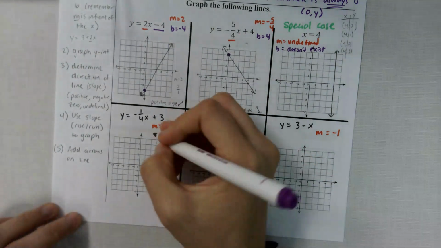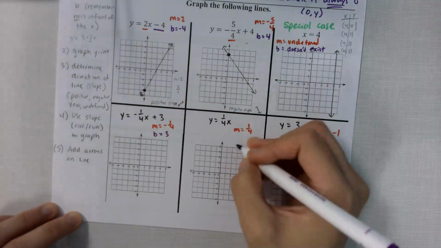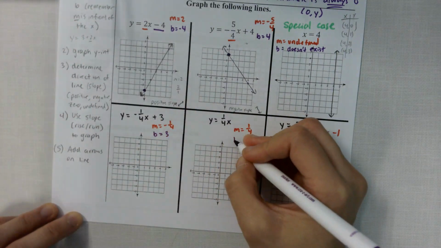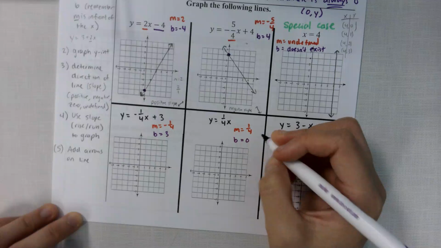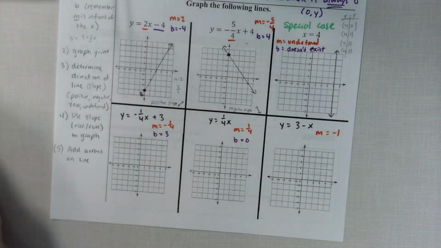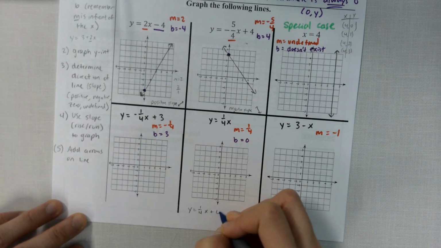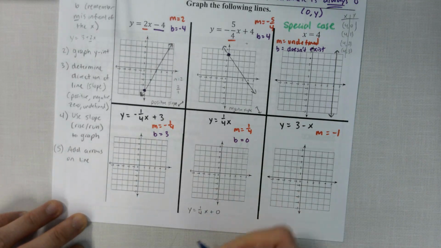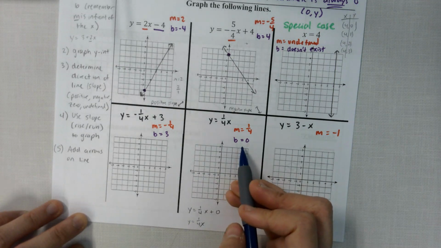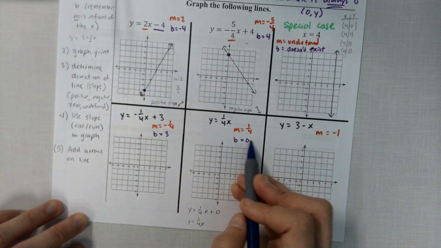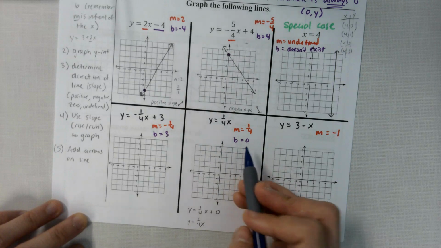And then let's do our b. Our b is 3. This one's a little tricky too, right? Our b is actually 0, right? This is the same thing as y equals 1/4 x plus 0. But why would we write that 0, right? So we're just going to write it as y equals 1/4 x. But we need to know, as math students, that it means our y-intercept, our b, is 0.